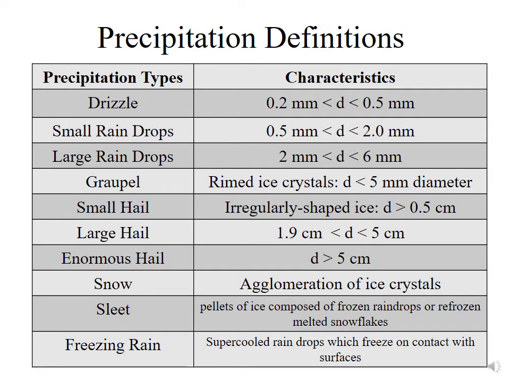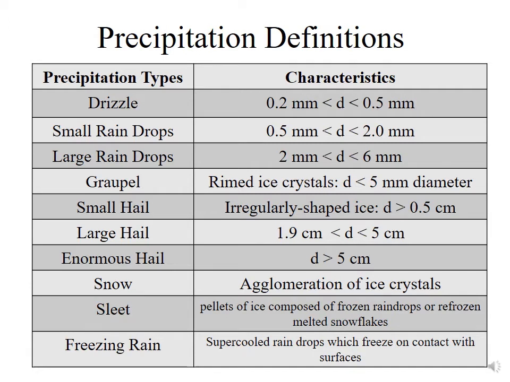Precipitation has lots of different categorizations. If we just talk about rainfall, we usually divide it into drizzle, light rain or small rain droplets, and heavy rain, which is large rain droplets. Drizzle has droplet diameters between 0.2 and 0.5 millimeter. Small rain droplets have diameters between 0.5 millimeters and 2 millimeters. And large rain droplets are those with diameters essentially greater than 2 millimeters. And remember that there is an upper size limit for the large rain droplets because aerodynamic forces will break them apart if they get much larger than about 6 millimeters.